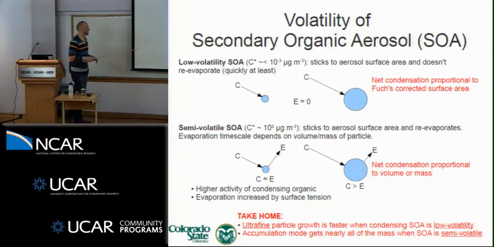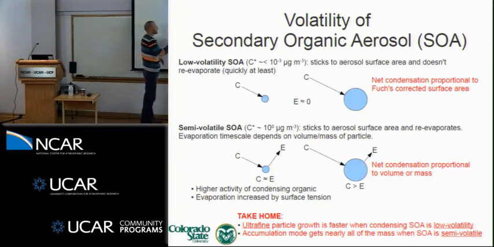So the take home from this is that if we're looking at the nucleated particles growing to CCN sizes, if the SOA ends up being very low volatility, these small particles are going to do better, are going to grow much more quickly in this low volatility regime than they would if it was a semi-volatile regime.